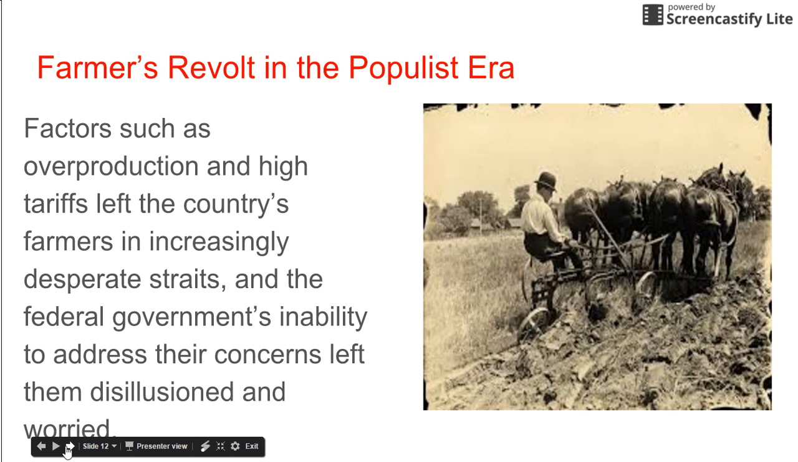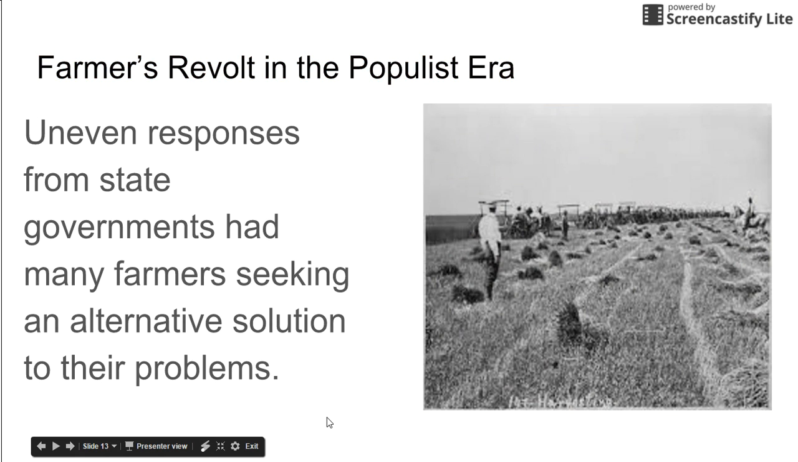Next slide. The next heading is entitled Farmers' Revolt in the Populist Era. Factors such as overproduction and high tariffs left the country's farmers in increasingly desperate straits, and the federal government's inability to address their concerns left them disillusioned and worried. Next slide. Uneven responses from state governments had many farmers seeking an alternative solution to their problems.